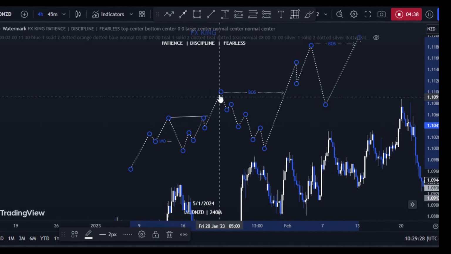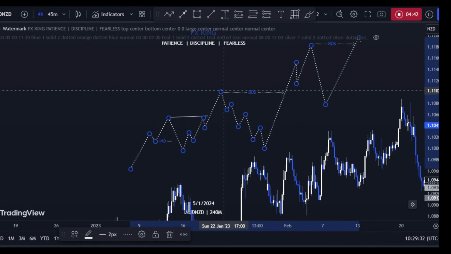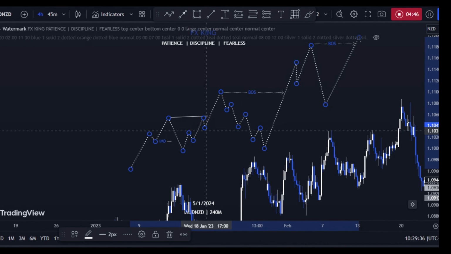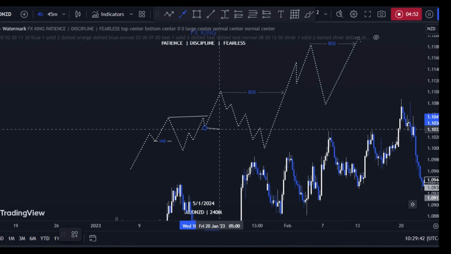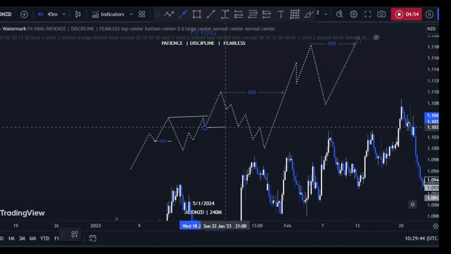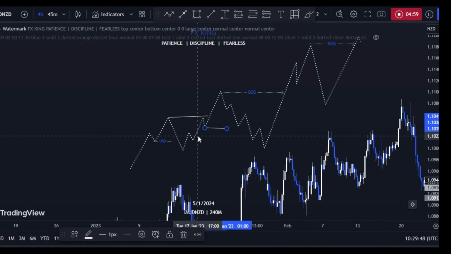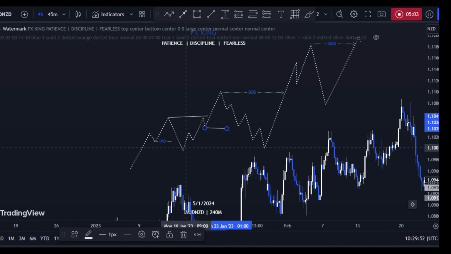And same here, after market has broken above this structure and taken out this first inducement here, now you can look for another point of interest here and take your entry.